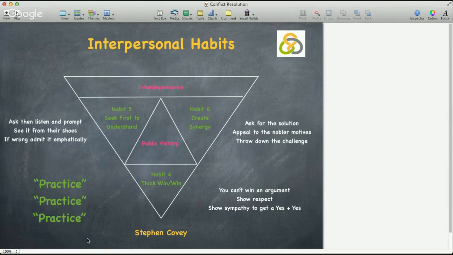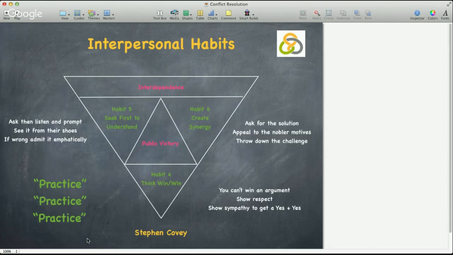That involves using habit 5. Seek first to understand. We need to ask and then listen and maybe prompt and then listen some more. We need to find out what it looks like from their shoes. And if for any reason we're wrong as part of this conflict, we need to admit it emphatically and quickly.